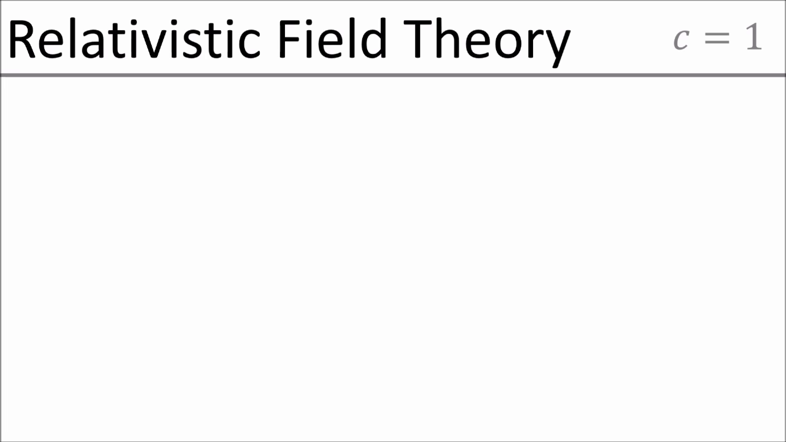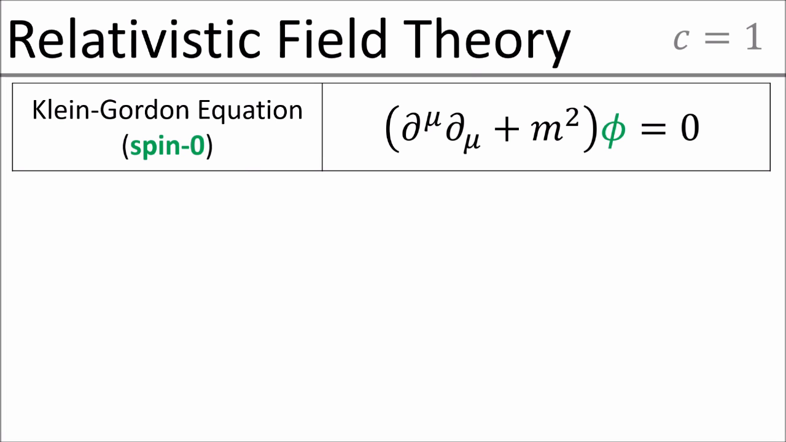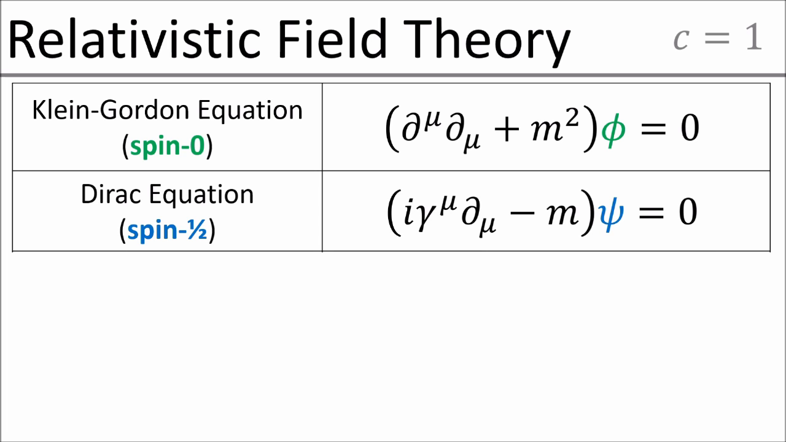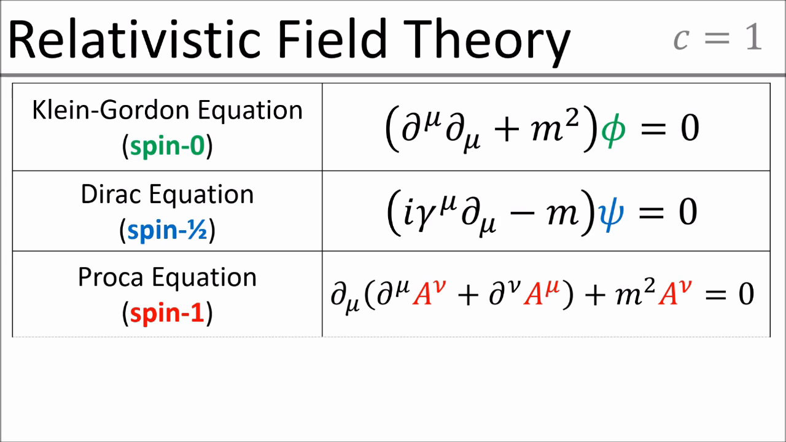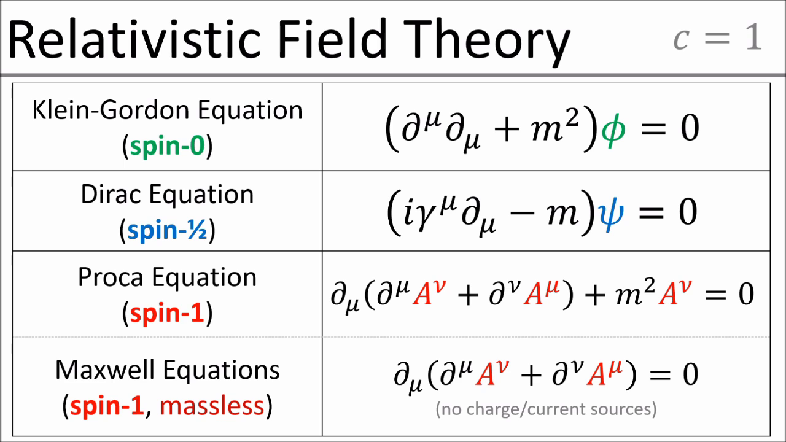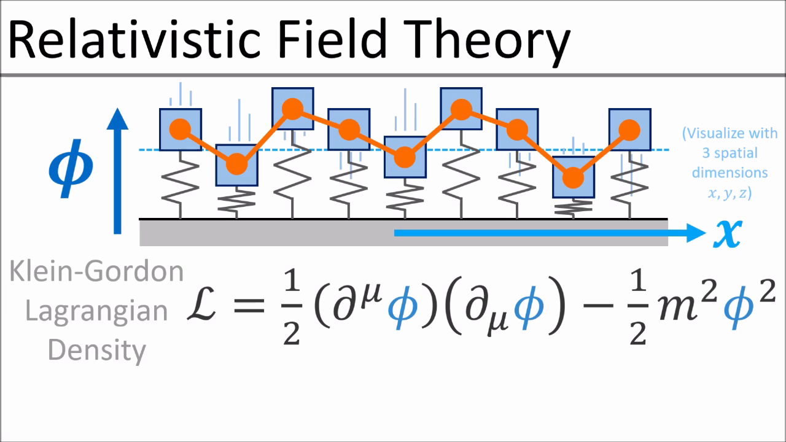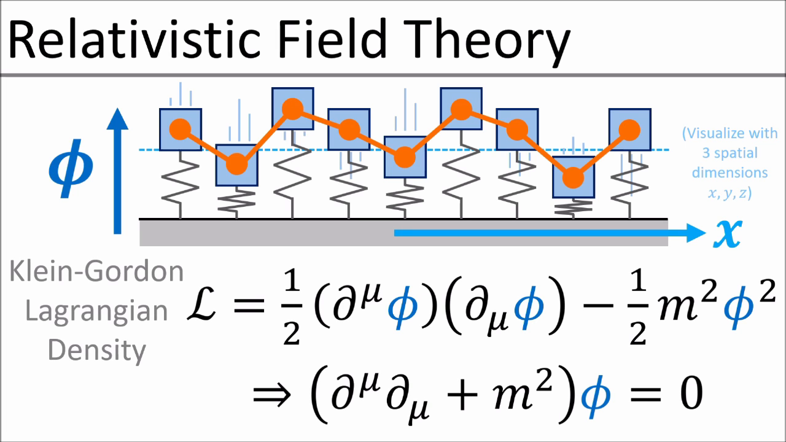Instead, we're going to take a look at some of the different types of fields that can exist which are compatible with special relativity. In particular, we'll look at Klein-Gordon fields, which are scalar or spin-zero fields, Dirac fields, which are spinor or spin-1/2 fields, and Proca fields, which are vector or spin-1 fields. If you take the Proca field equation and set the mass to 0, you get the Maxwell fields we know from electricity and magnetism. We've already seen how visualizing a field of coupled masses on springs gives us the Klein-Gordon Lagrangian, whose equation of motion is the Klein-Gordon equation.